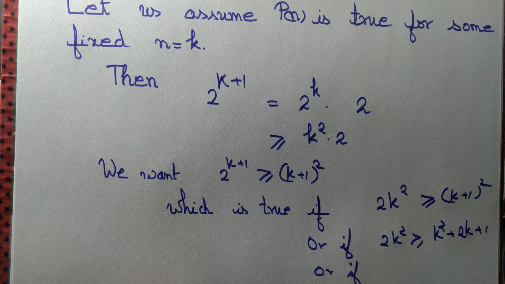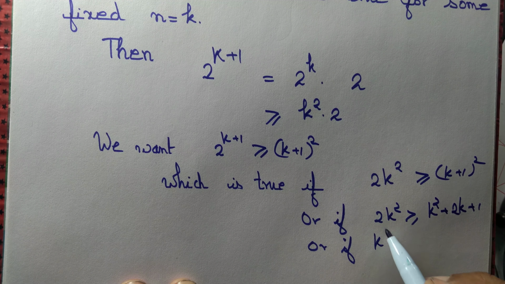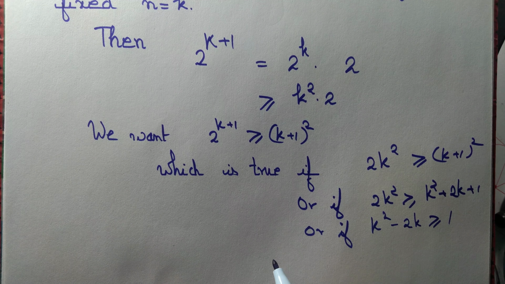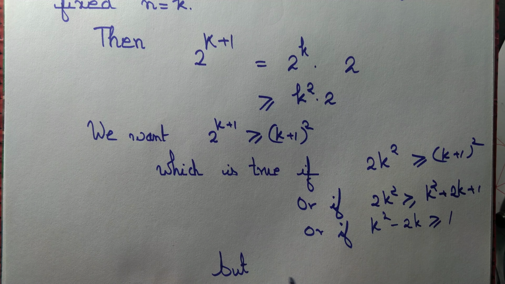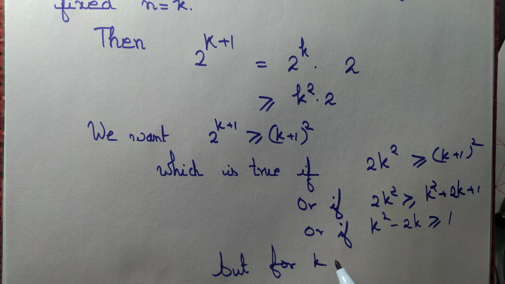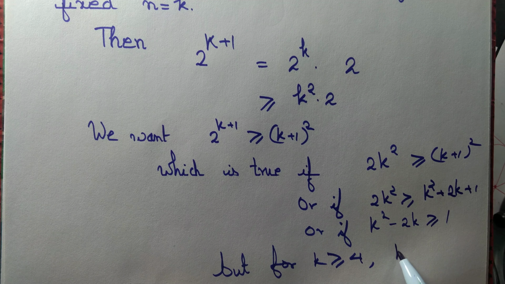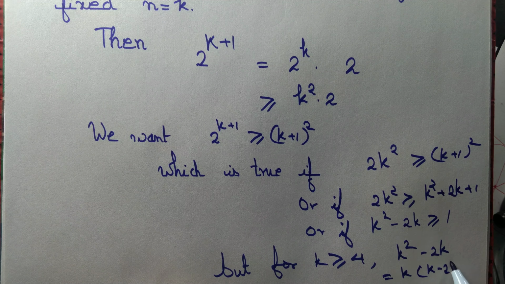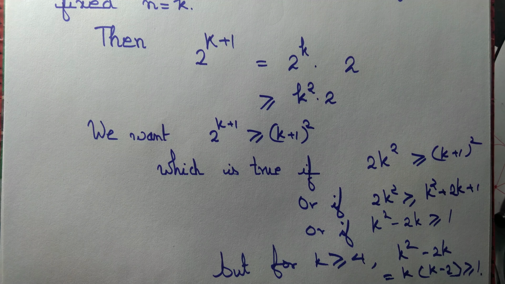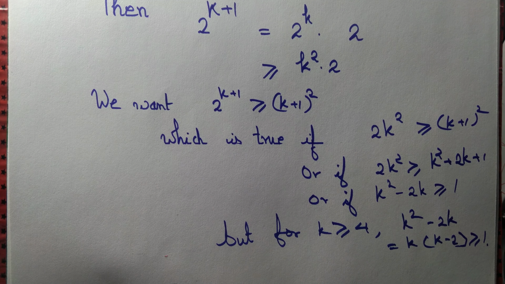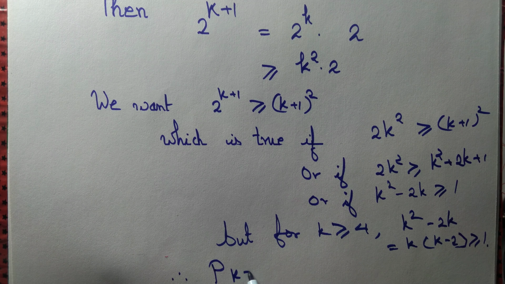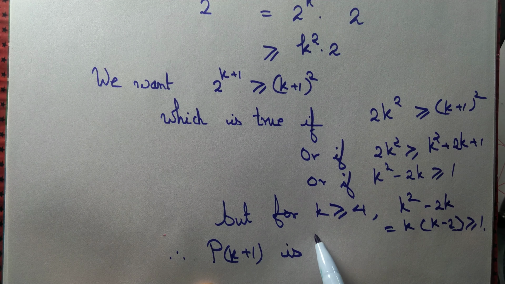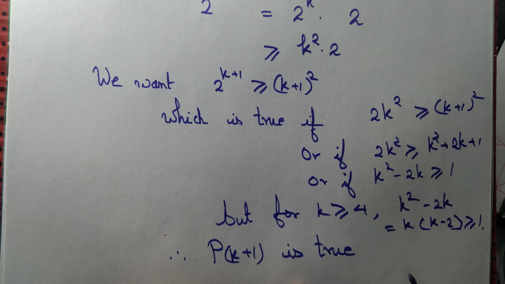Or if we take k square and 2k to the left hand side, but for k greater than or equal to 4, k square minus 2k equal to k into k minus 2 is greater than or equal to 1. Therefore, P(k+1) is true. Therefore, P(k+1) is true whenever P(k) is true.